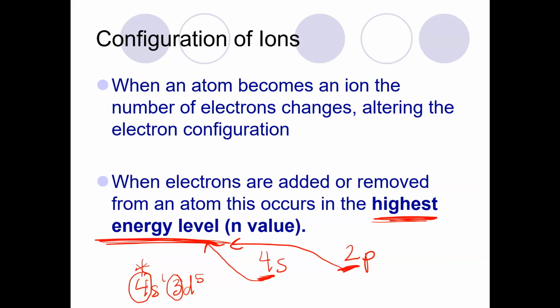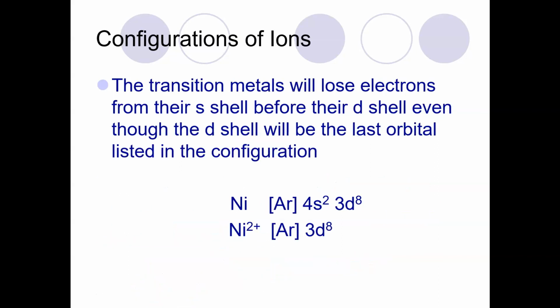This only gets weird if it's one of the transition metals, if you end in one of the Ds. If you end as an S or a P, it's the last thing you write down and it's the highest energy level. Okay, so this is one of those weird ones. Here's the electron configuration for nickel when it's neutral.